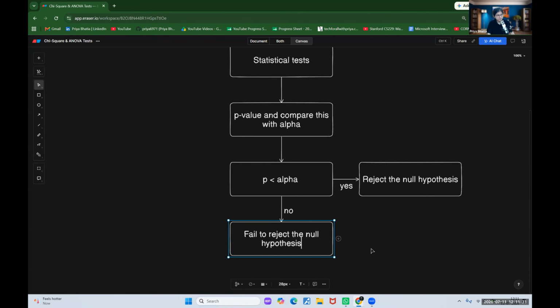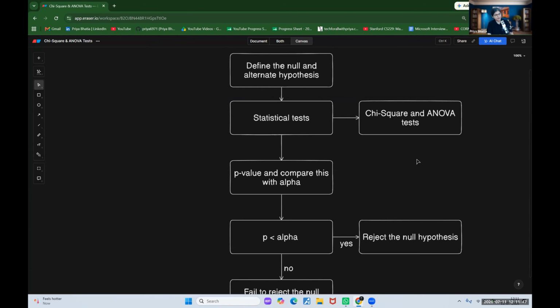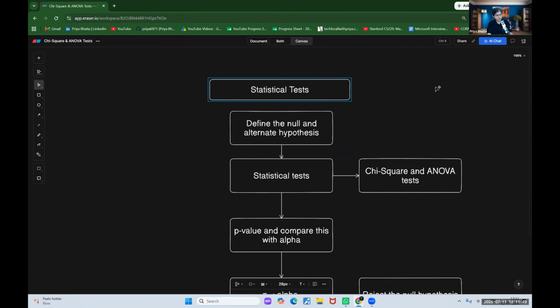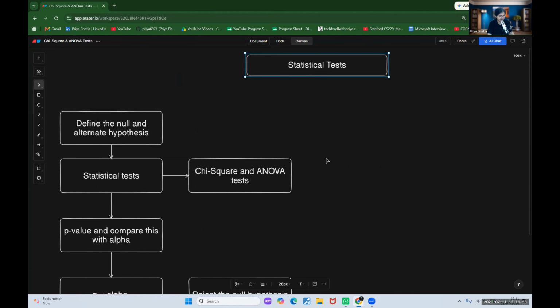All right. Now, coming back to the story, today our main focus at this stage is where exactly we have to use the chi-square test and where exactly we have to use the ANOVA test. Once we get a clear idea about these two tests, we will go ahead and do the implementation side by side.